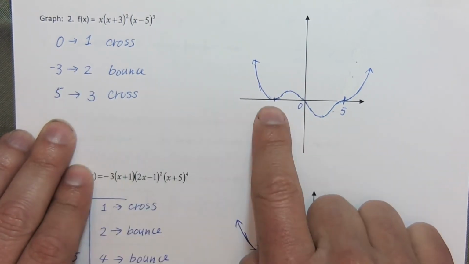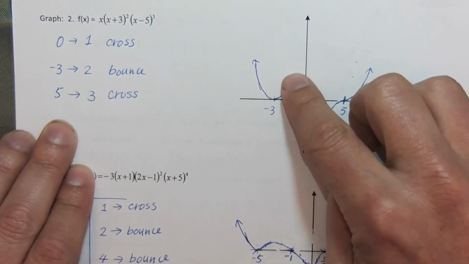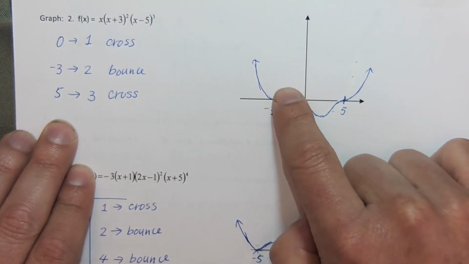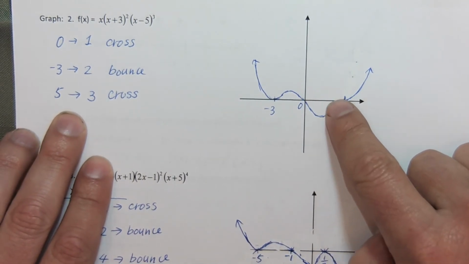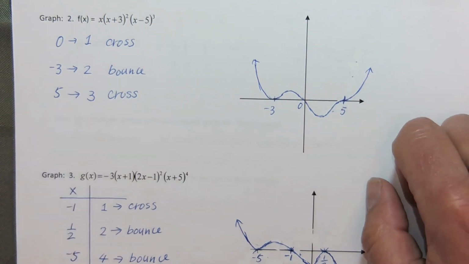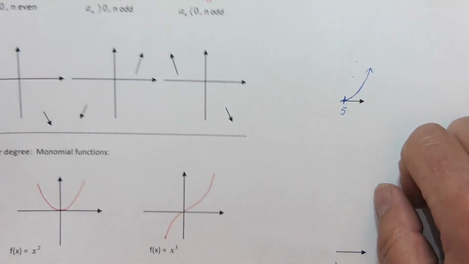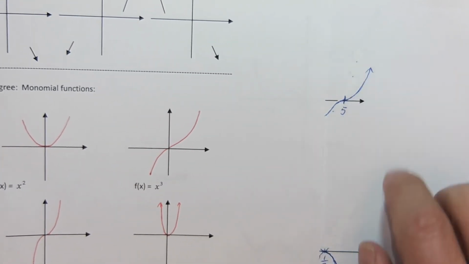At -3, it's a multiplicity of 2. And so it literally is going to bounce off. Again, we have our little mini parabola right here. And at 5, it's going to cross through, and you can see, again, it's kind of snaking its way through, kind of like that x cubed from the first sheet once again. You can kind of see that snaking through as we look at that.